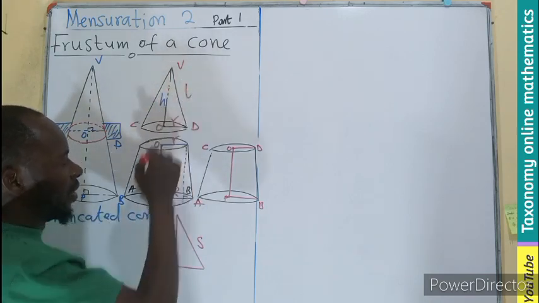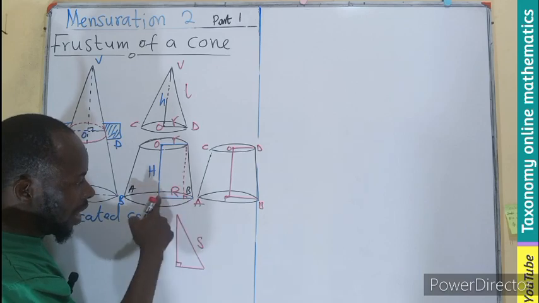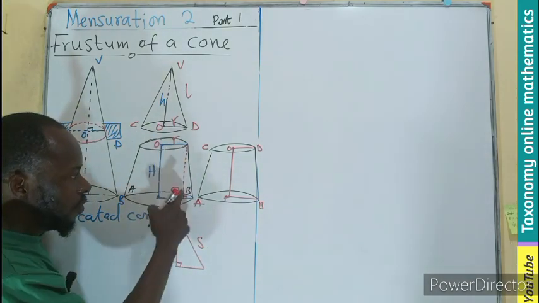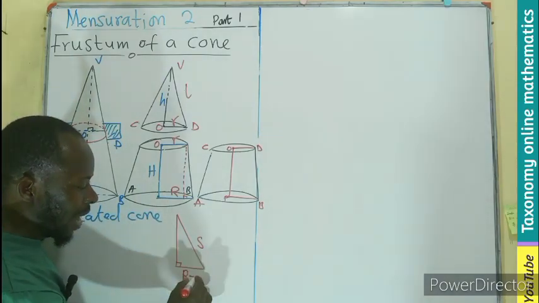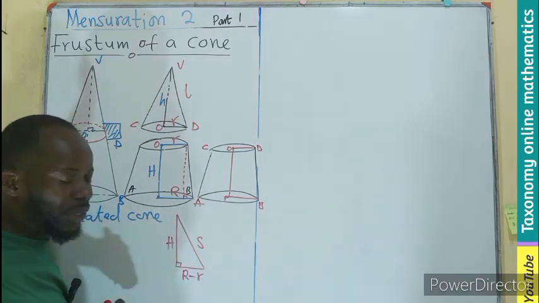Let's use L here. So this length is going to be the original radius, which is capital R, minus the cut-off part. So here becomes R minus what? Small r. Then we have here to be h.